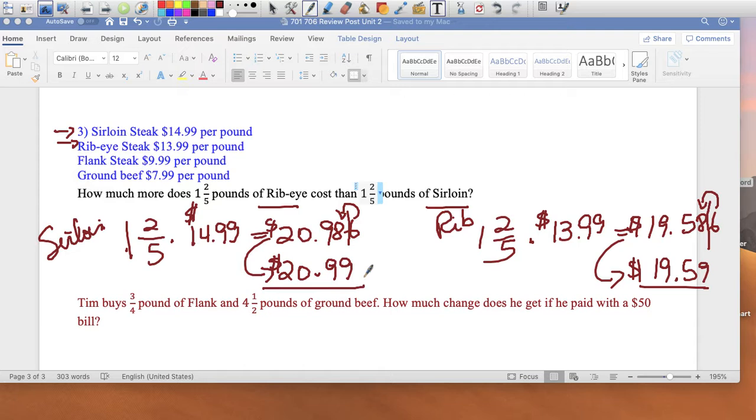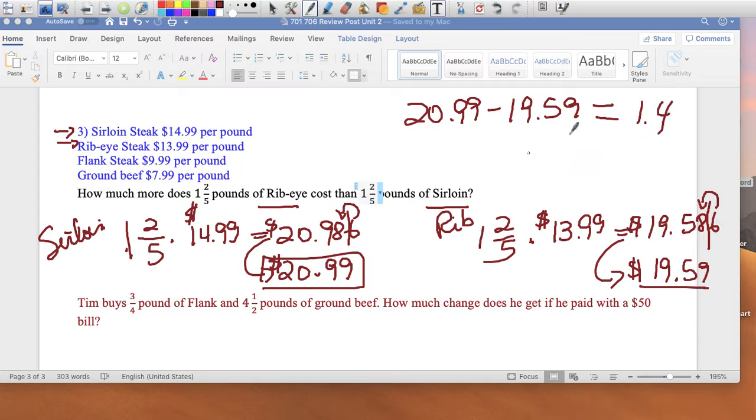So who's more expensive? This guy is more expensive, the sirloin. So 20.99 minus 19.59 equals 1.4. Okay. And the last one, yay.